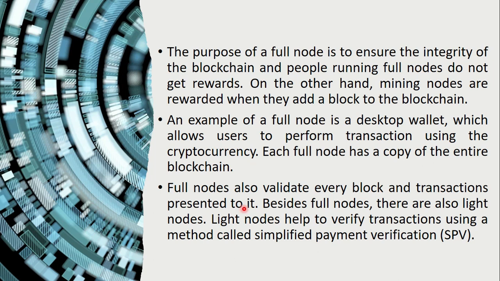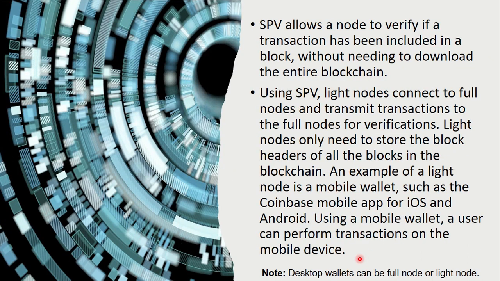Besides full nodes, there are also light nodes. I've already shown you in the previous video what light nodes are. A light node helps to verify transactions using a method called simplified payment verification. Mind it, it's known as simplified payment verification. In the next part, I will just call it SPV instead of simplified payment verification, right? Now, SPV allows a node to verify if a transaction has been included in a block or not, without needing to download the entire blockchain. There is no need to download the entire blockchain. Just by looking at the header, we can say.